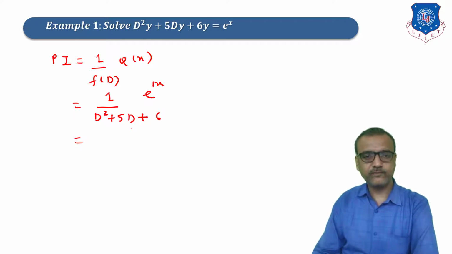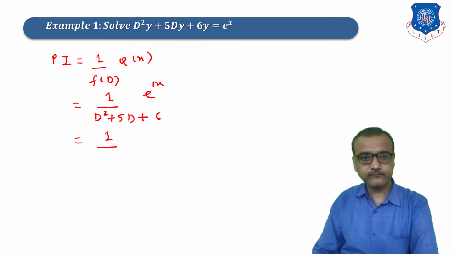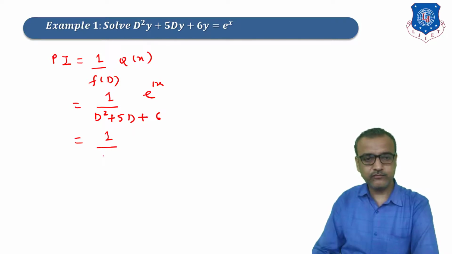If we replace D by 1, we will get 1 square, 5 into 1 is 5. So 5 plus 1 is 6, 6 plus 6 is 12. So we are getting a non-zero value. So directly we can put the value of a equals 1. So we have 1 over 12 e raised to 1x.